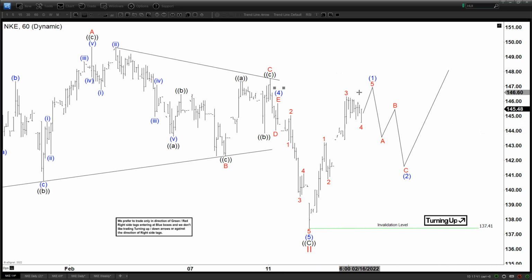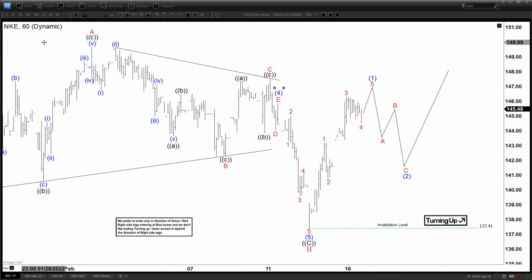For today we will be taking a look at the Nike NKE 60 minutes chart. Now this stock here is covered under group 3. We have 3 groups in our service, and this is the short-term view 60 minutes chart.